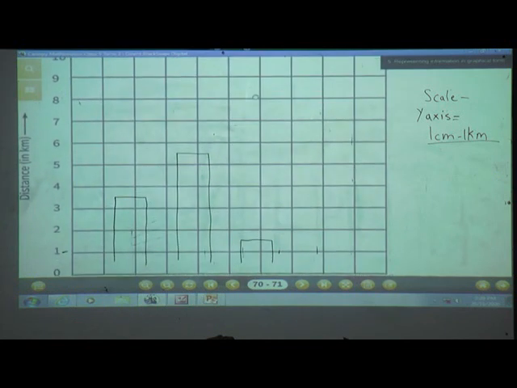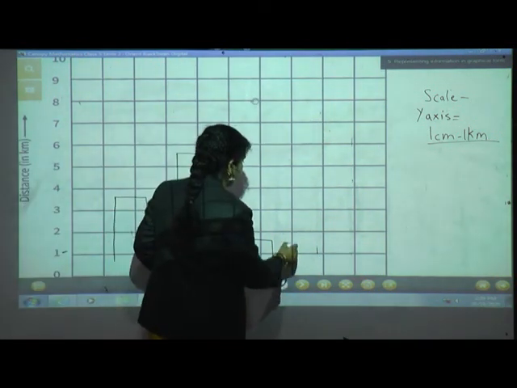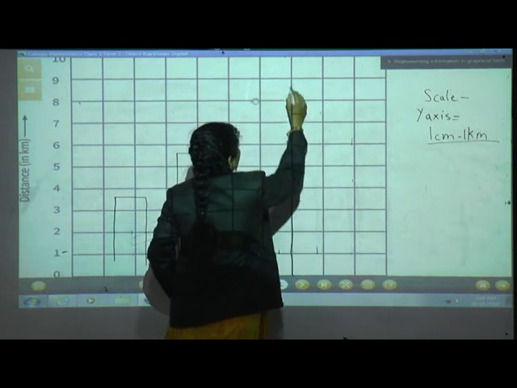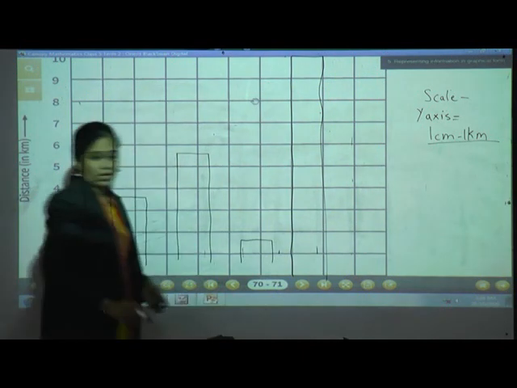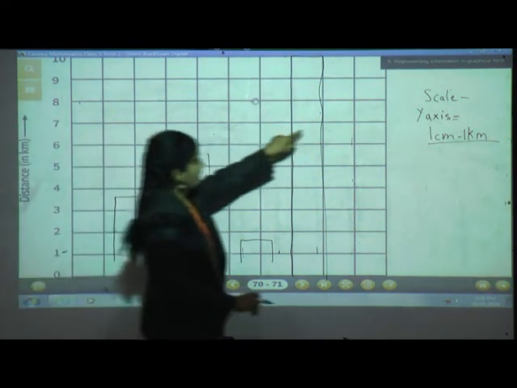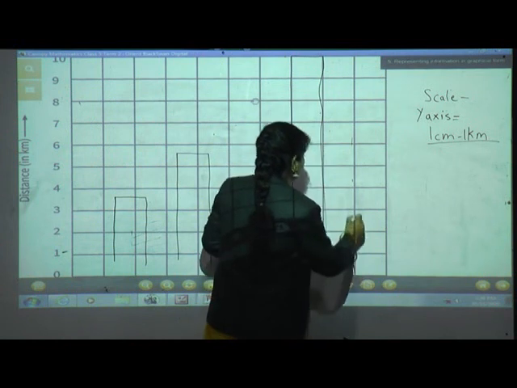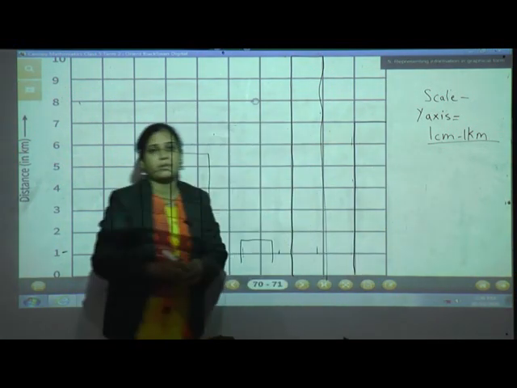Here. So use your scale and draw the graph. Okay. Now for Shaila, 7 kilometer. Now see where it is? Here. And here is Shaila's. So draw the bar graph.